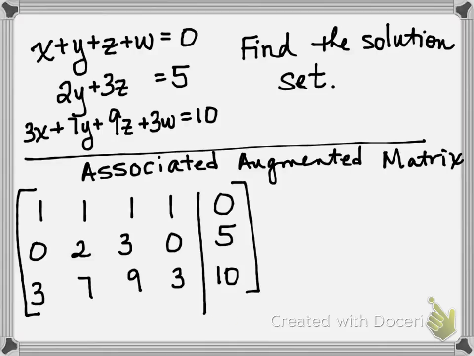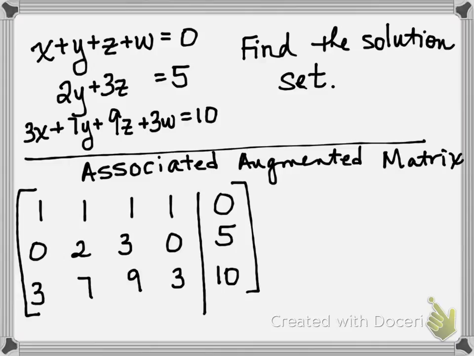So what are we going to do with this? We're going to try to find a row equivalent matrix to this one that is in row echelon form, and we're going to do so by only using three operations. We may interchange two rows, we may multiply one row by a non-zero constant, or we may add a multiple of one row to another row.